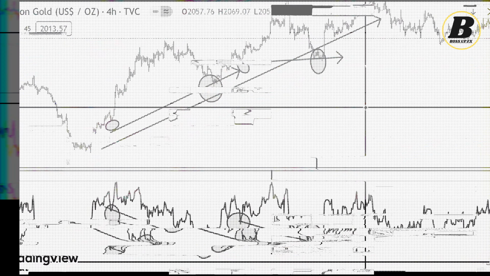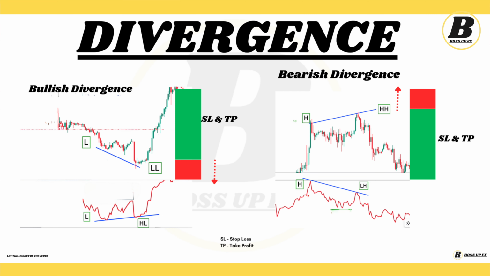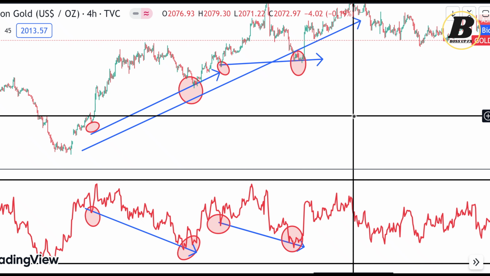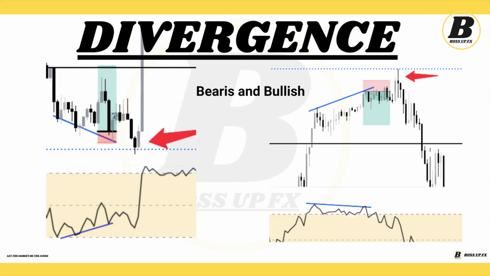The second rule is keep your stop loss below the low on a bullish divergence and above the high on a bearish divergence. Don't even argue this. If you really don't want to be stopped out by some spike that normally happens within divergence, always keep your stop loss below the low on a bullish divergence and above the high on a bearish divergence. This will save you from a lot of stop-outs and the stress that comes with being stopped out, and later the trade will work exactly the way you anticipated.